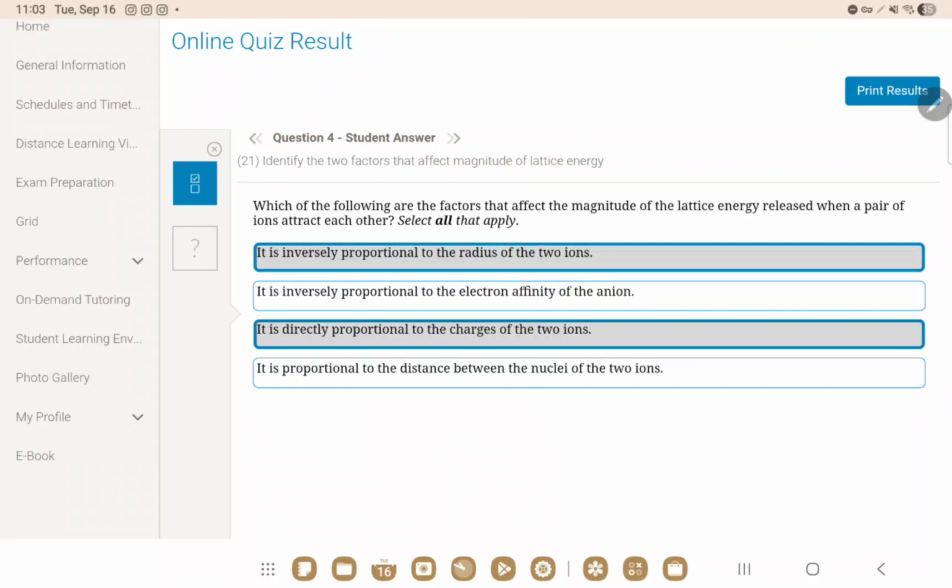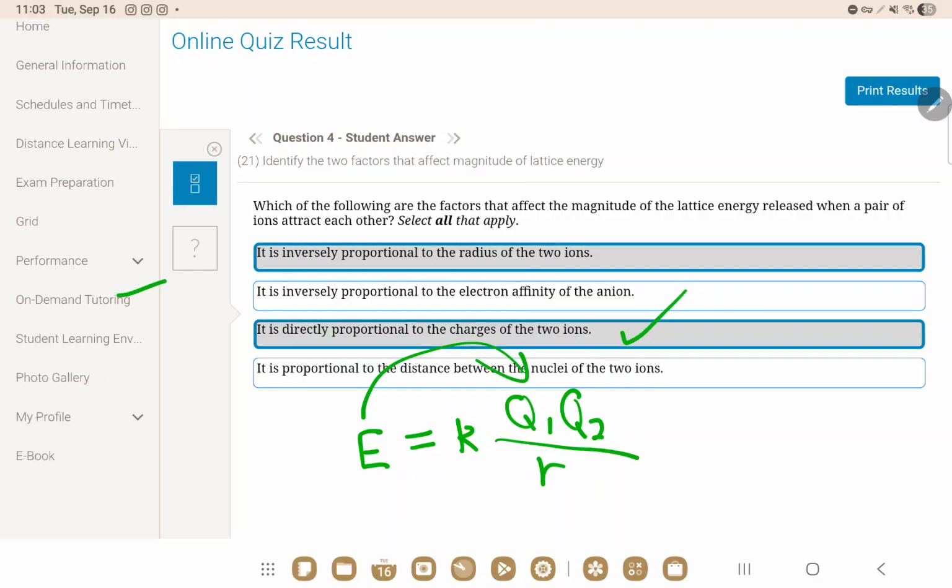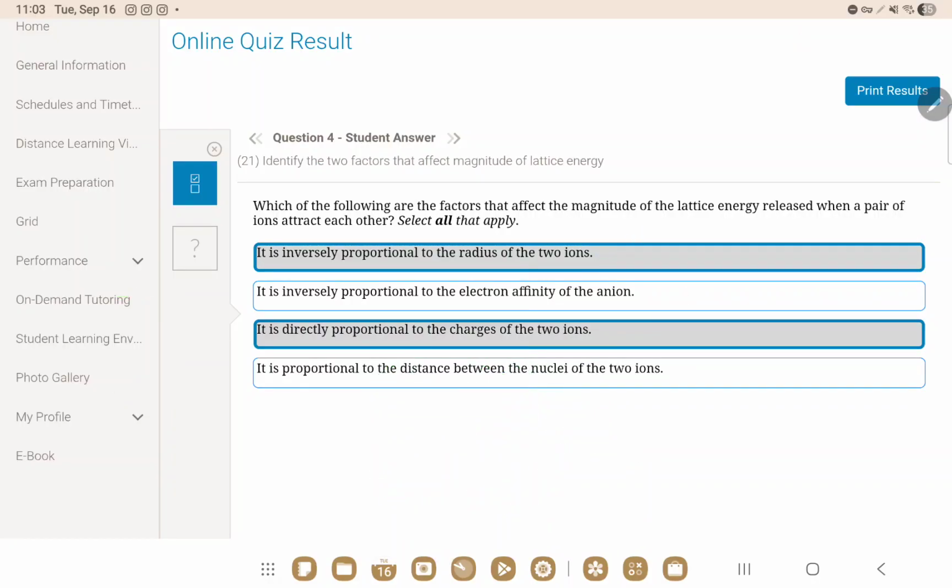For this question, you need to memorize the formula E equals K Q1 Q2. You never use the formula, but you need to know it. So E is directly proportional to the charges and inversely proportional to the radius. Moving on.